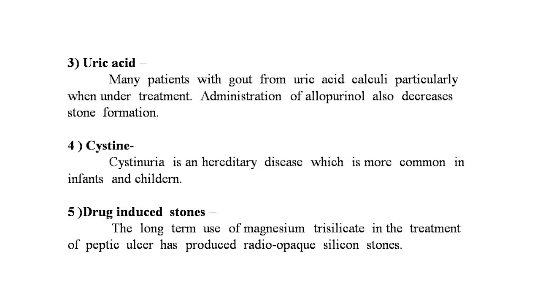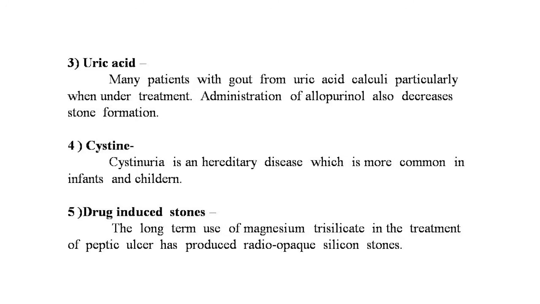Next is the uric acid. Many patients with gout form uric acid calculi, particularly when under treatment. Administration of allopurinol decreases stone formation, and these uric acid stones are radiolucent stones. Cystine. Cystinuria is a hereditary disease which is more common in infants and children. Fifth is the drug-induced stones. The long-term use of magnesium trisilicate in the treatment of peptic ulcer has produced radio-opaque silicate stones.